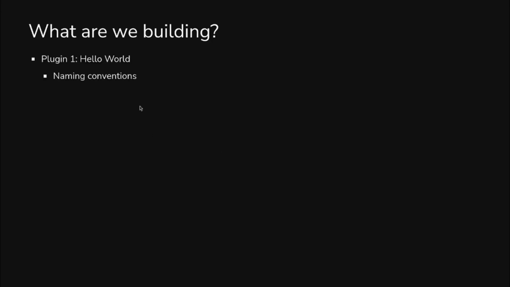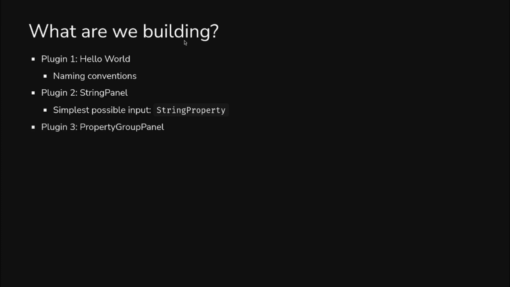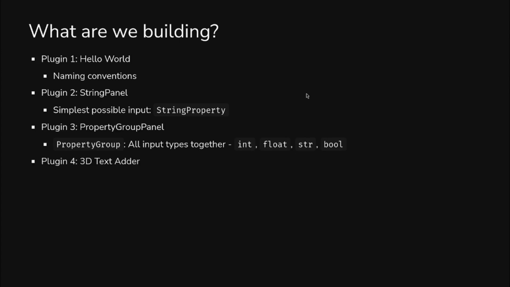So as you just saw, we're building 5 plugins. The first is just reusing the last one, but making some updates to the naming conventions. Then we're building a string panel, simple as possible. String property, we get a text field on the screen. Then we build this property group panel, which actually lets us have all of the different types together: int, float, string, boolean.